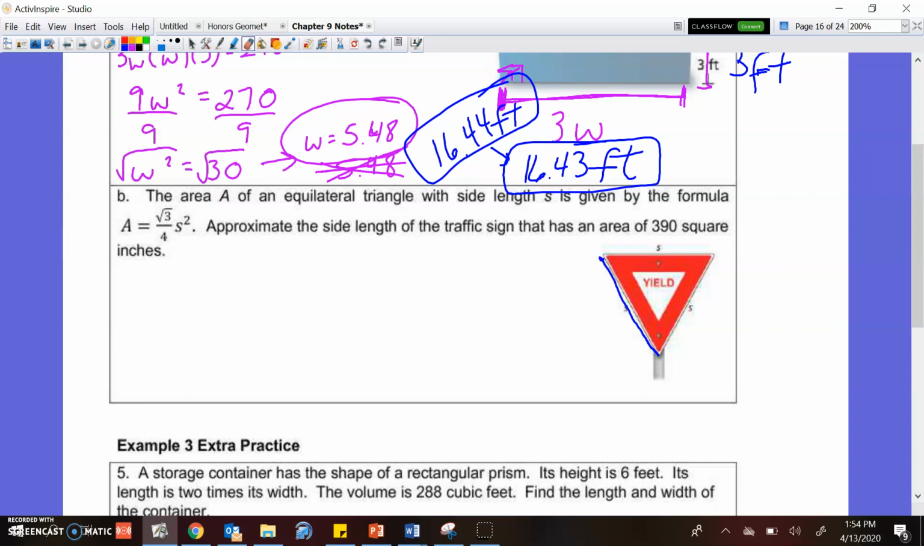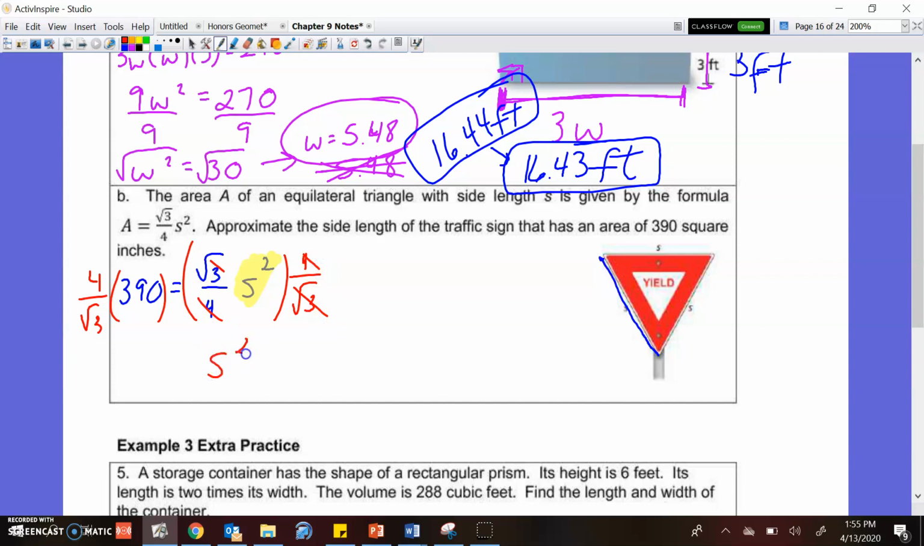We're going to go ahead and fill in these values. For my area, they're giving me that area is 390. It equals the square root of 3 over 4 s squared. I want to isolate my variable, which in this case is s squared. So what I'm going to do first is multiply by the reciprocal. I want to get rid of this fraction. This fraction is square root of 3 over 4, so I'm going to multiply by 4 over the square root of 3 on both sides. The 4's cancel, and on the right side I just have s squared, which is what I'd like.